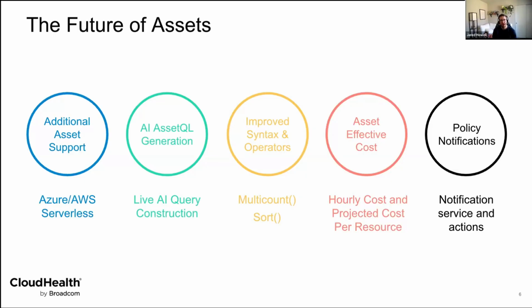The first ones we're working on right now are Azure and AWS serverless. We're in the process of adding support for Azure Container Apps, Azure Function Apps, and looking at Aurora Serverless for AWS. Next, AI AssetQL generation. Vijay talked a little about how AI can help you construct a query. Today, the output of that query is limited to a list. We want to take that one step further and have AI do actual generation of the query itself. So rather than getting a list of EBS volumes, you would get the actual underlying query generated for you, and AI can help co-author that as you go.